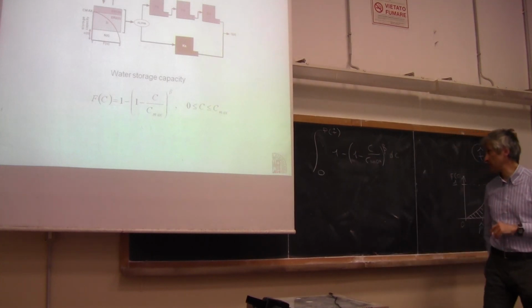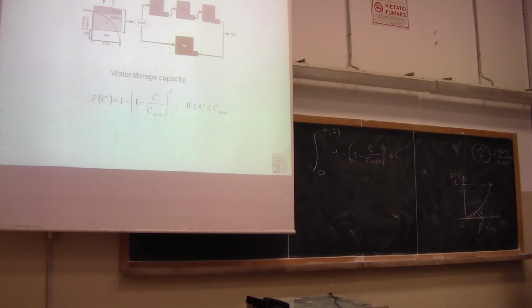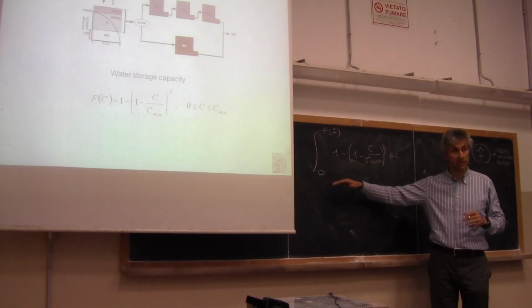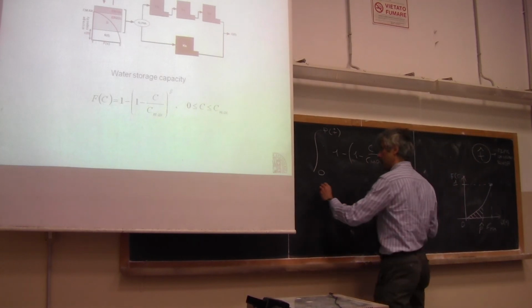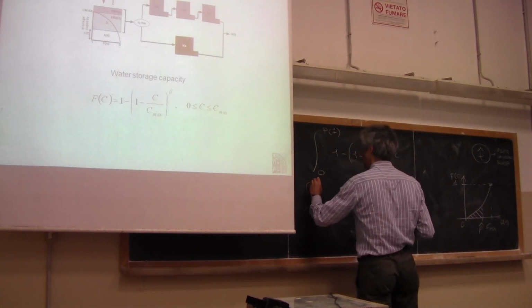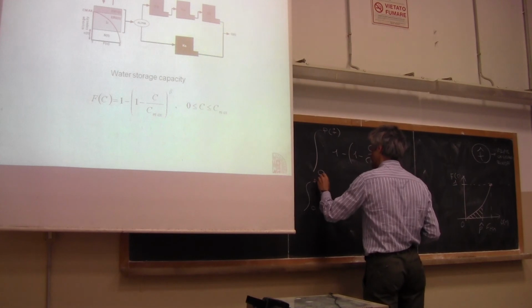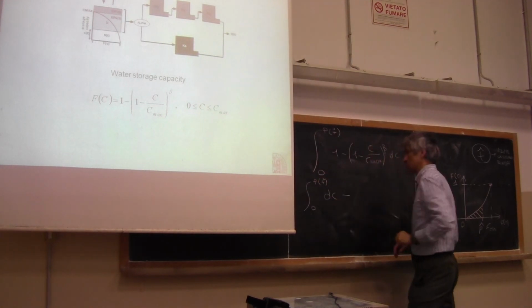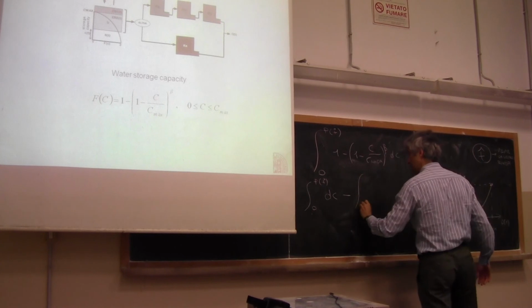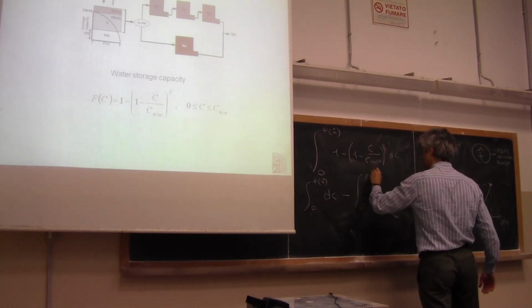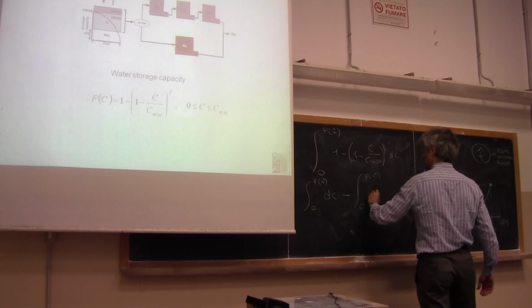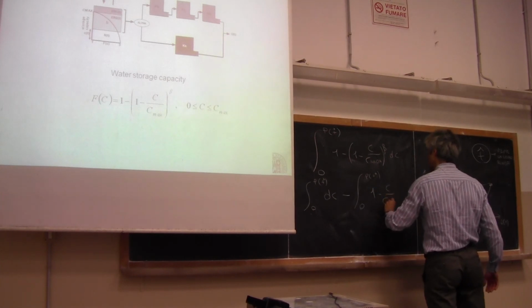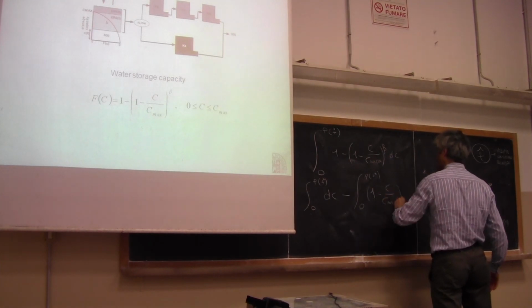Now I need to compute this integral then. And look, the computation of this integral is very straightforward, but it's very easy to make mistakes, so we have to be very careful. We can split this integral in two integrals, so I can write it as the integral between 0 and P t star of dC minus the second integral between 0 and P t star of 1 minus C divided by C max to the power of beta in dC.